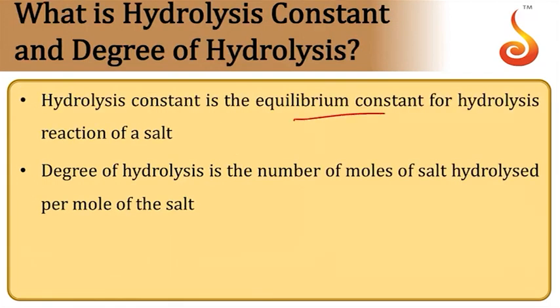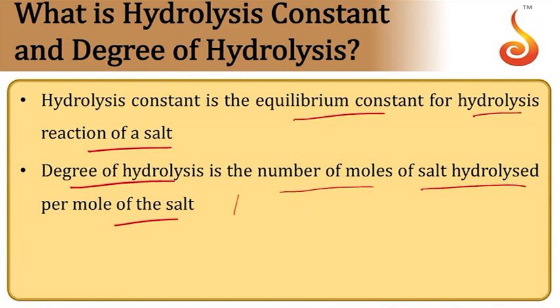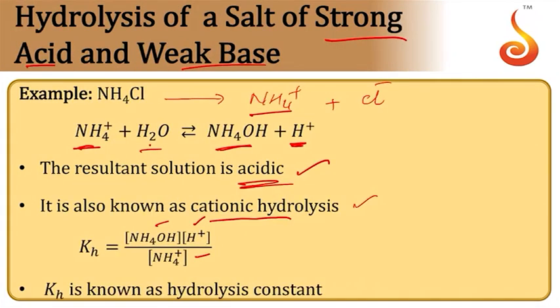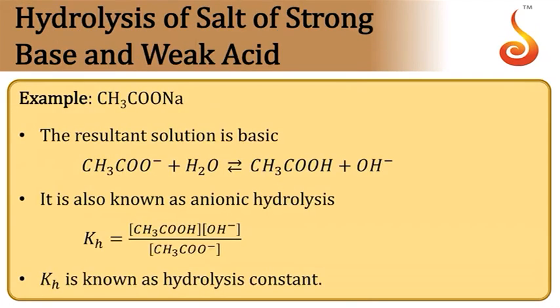Now here, the hydrolysis constant is an equilibrium constant only for the hydrolysis reaction of the salt. And the degree of hydrolysis is the number of moles of salt hydrolyzed per mole of salt itself. It is represented by the symbol h. So Kh is the symbol used for the hydrolysis constant, and h is the symbol used for the degree of hydrolysis.